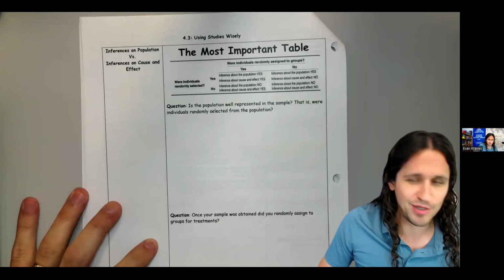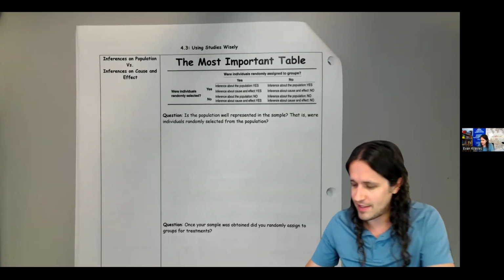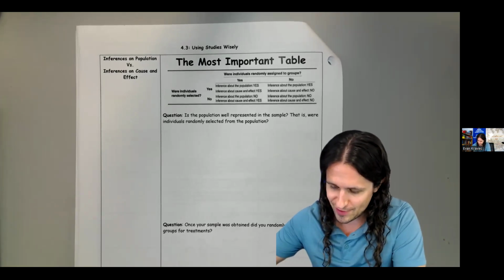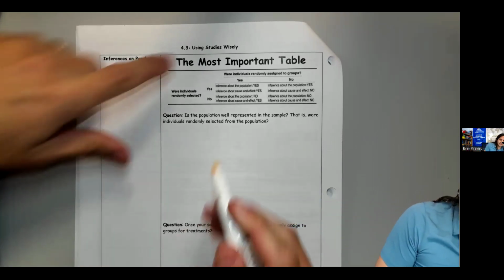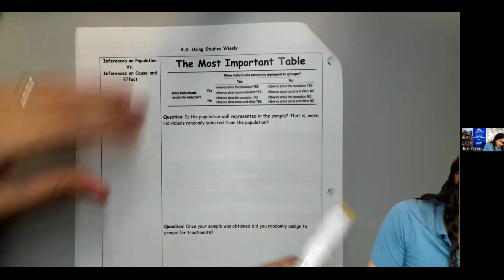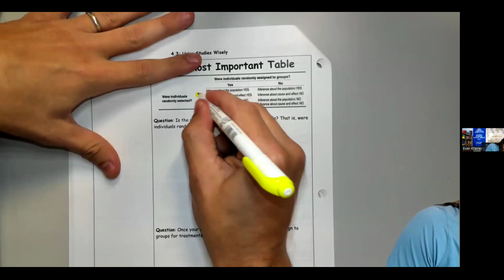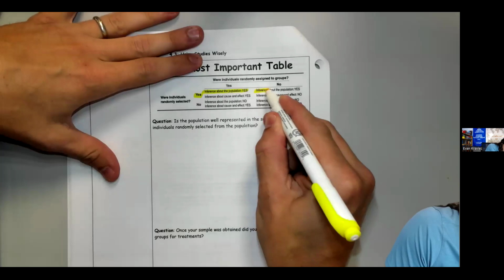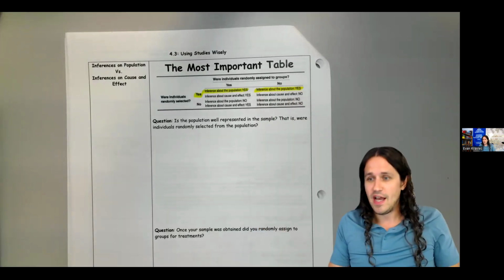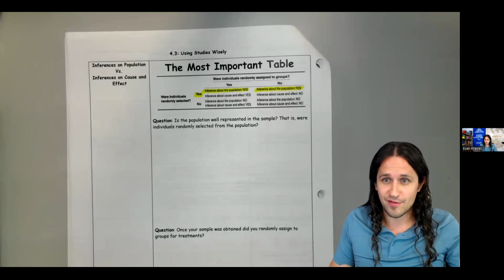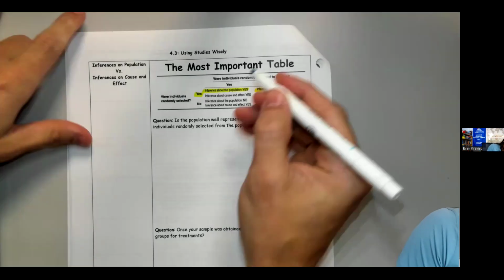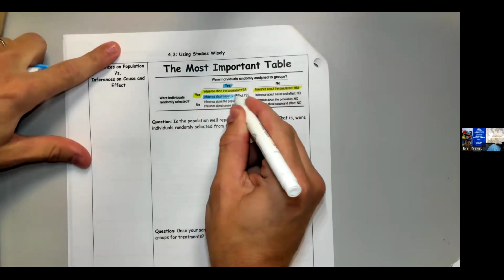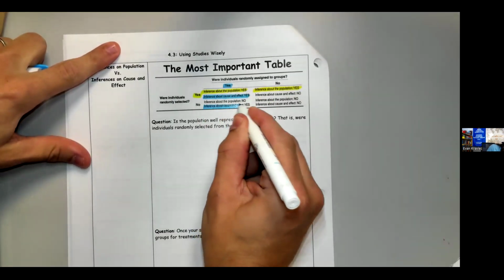So we have here something called the most important table. And if you can see here, there's kind of two questions you've got to answer here. Were the individuals randomly selected? Okay, if we randomly selected them, what do we got? What do we ought to do? We can draw inference about the population. What else do we got? Well, if we have individuals randomly assigned to groups, what inferences can we draw? We can draw inferences about cause and effect.